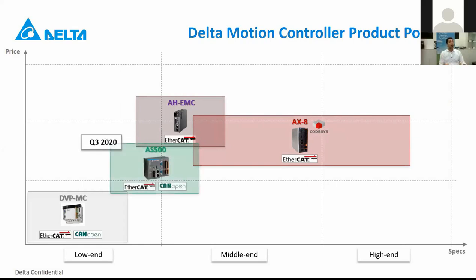Okay, and hopefully in Q4 or, I guess, the beginning of the new year, we will have AS500, two models, one of them for EtherCAT and the other one for CANopen, like DVP. I can simply say that DVP MC and AS500 have identical motion functionality, only the PLC part is different. And also in the beginning of the new year, hopefully, AX3 will be released, which is also CODESYS-based with EtherCAT communication. So this is our roadmap for now.